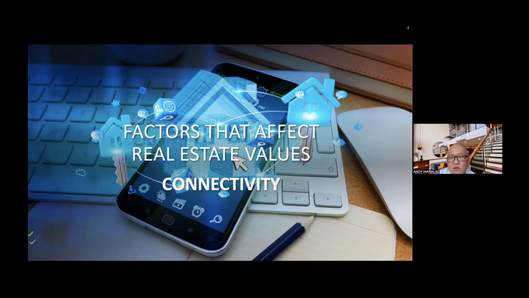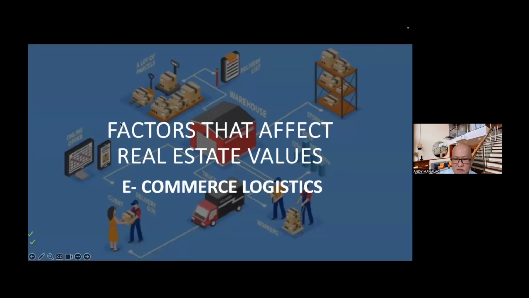See, that one also affected real estate properties, because now people can work wherever they are. They can be productive wherever they are. Okay, so very, very important. So infrastructure with connectivity gave value to even the formerly remote places. And then e-commerce, logistics. See, deliveries, these are things that we enjoy now every day, and it's just getting better and better.